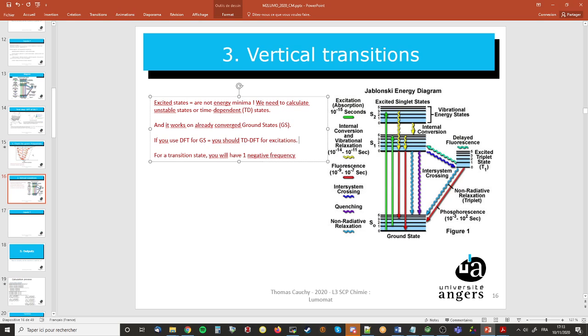Or you use previous low-cost calculations to have a reasonable structure, and you can further converge with a more sophisticated approach based on a first simple approach. Okay, that means that, for example, this compound is quite huge. I will do a low-cost computational approach. If it seems reasonable, I use this geometry to go further with a better method.